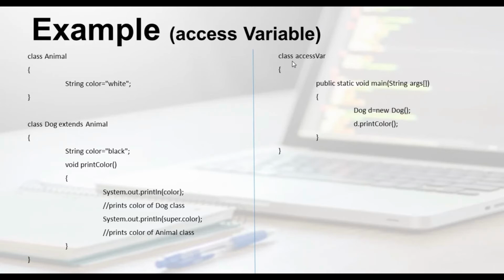Now to print all these things, a class TestSuper which has the main method. Now I have defined one object as Dog d is equal to new Dog. Now through this object of Dog you can access the particular printColor method. When the printColor method is called, the first output is System.out.println(color), which accesses the current class's variable, that is black, and the second one is System.out.println(super.color). Now the super keyword is used to access the immediate parent class, and .color means it accesses the immediate parent class variable color. Means it will print the output white. Let's compile this file and run this file.